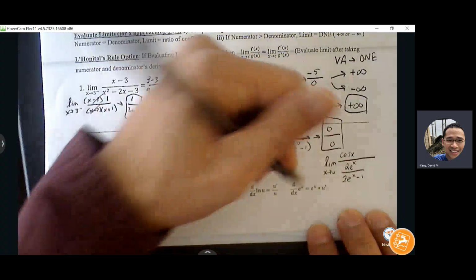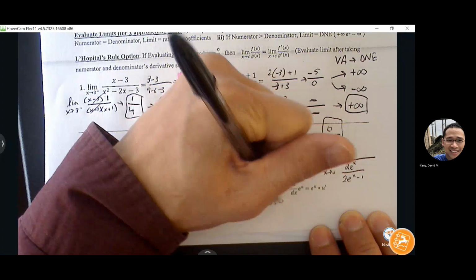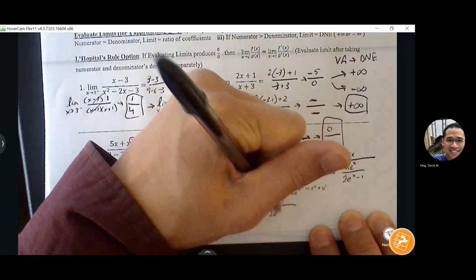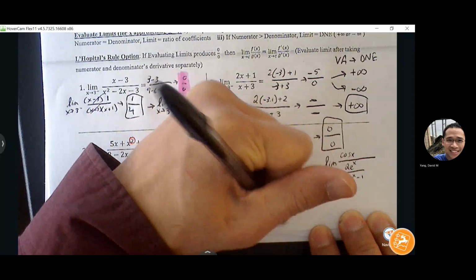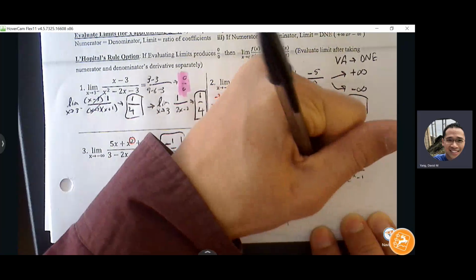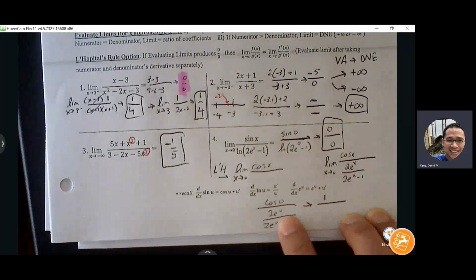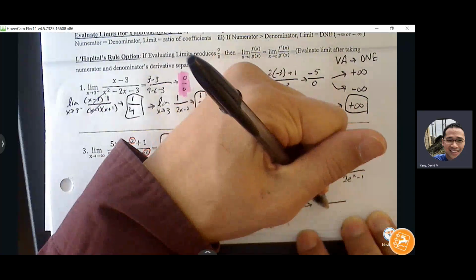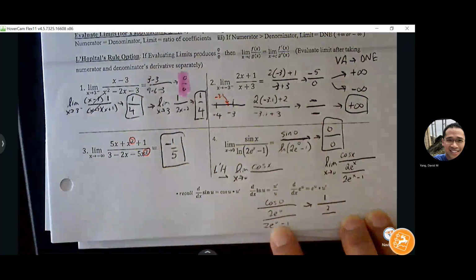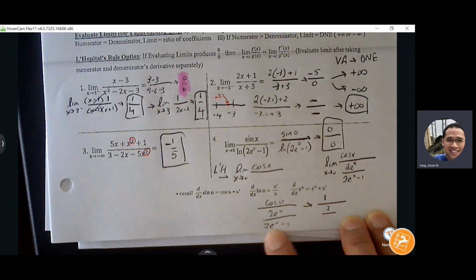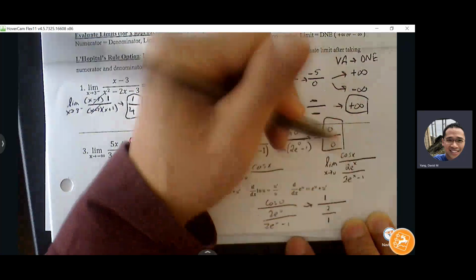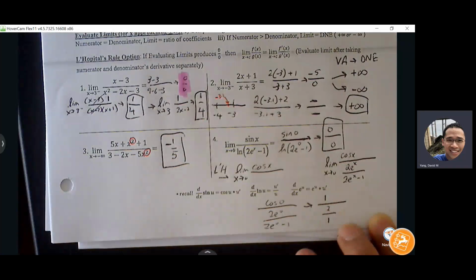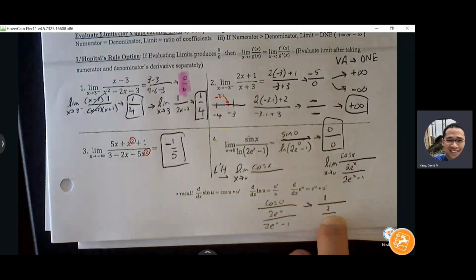Cosine of 0 is 1. e to the 0 is also 1. 1 times 2 is 2. 2e to the 0 is 1, 1 times 2 is 2, 2 minus 1 is 1, 1 over 2 over 1, or 1 half. We drop that 1, right? So it's just 1 half.